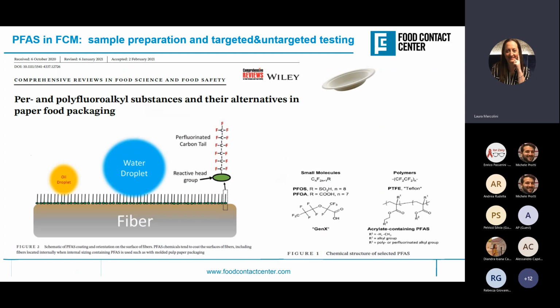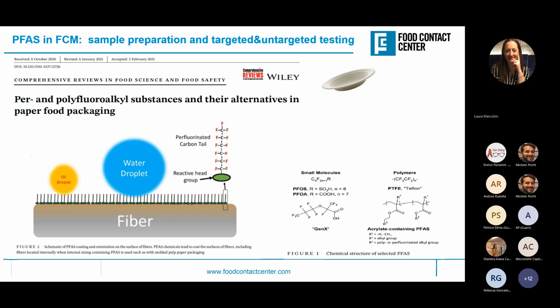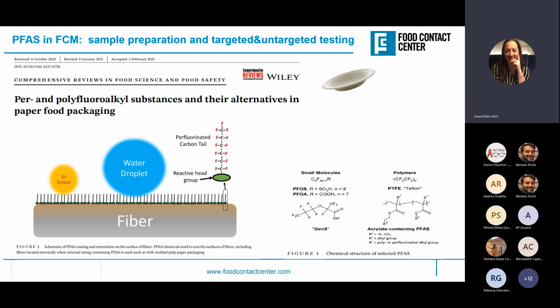Starting from paper and board, we can see in this paper how the effect of the perfluorocompounds can be realized. We can see here the oil and the water droplet, and how we can have the effect of giving the property of resistance to water and also to fats to the materials.